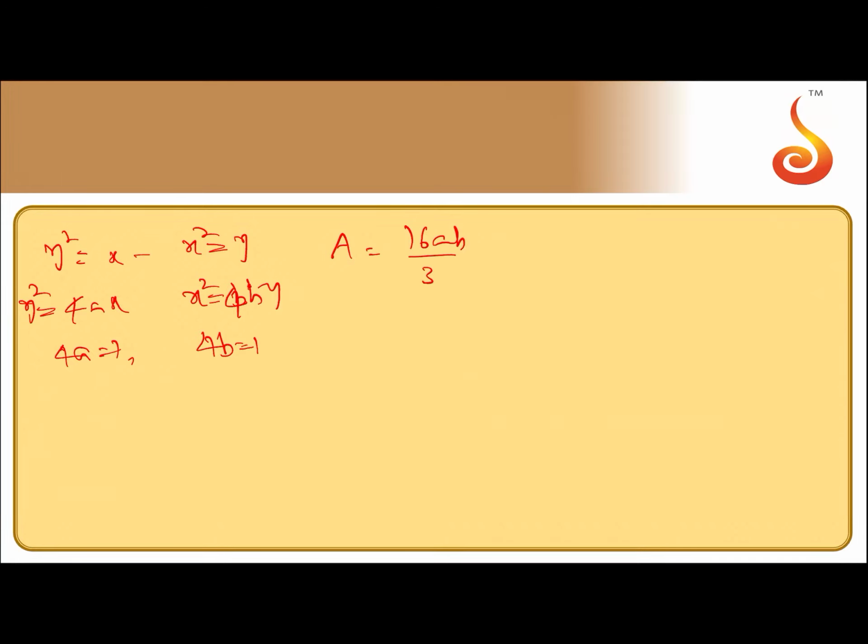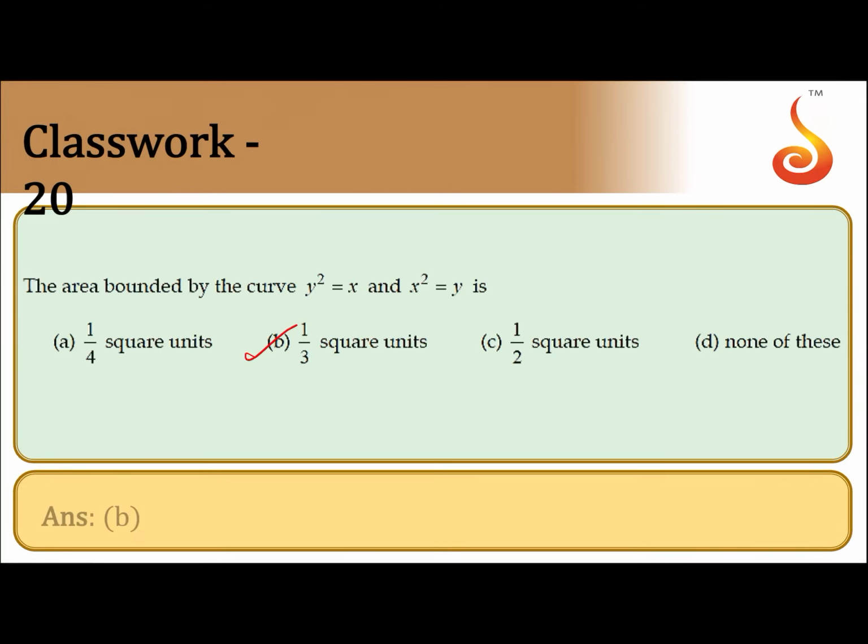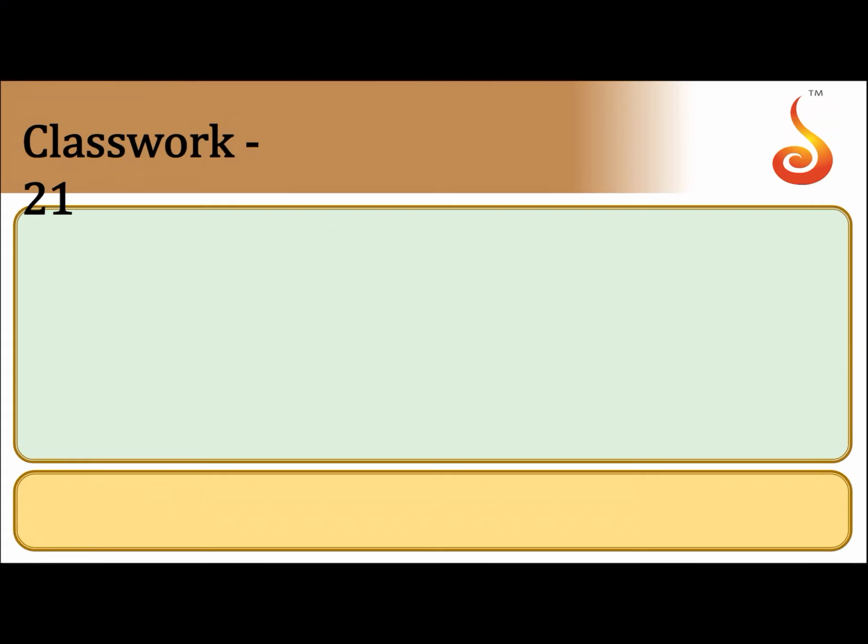and x square is equal to y. I think I told you the formula already. Y square equals x, x square is equal to y. Therefore, y square is equal to 4ax, x square is equal to 4by. So 4a is equal to 1, 4b is equal to 1. Area bounded by these two curves is given by 16ab by 3. That's nothing but 4a multiplied by 4b by 3, if we can write. And that is equal to 1 by 3.